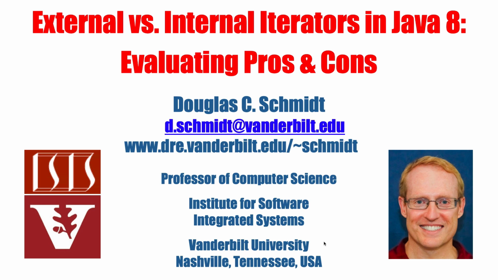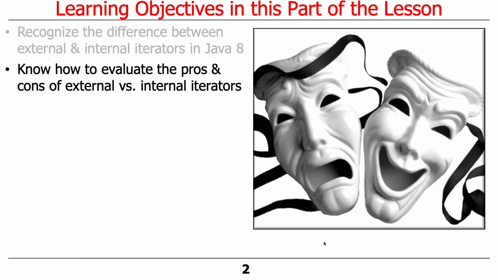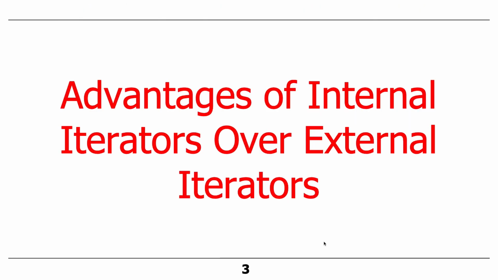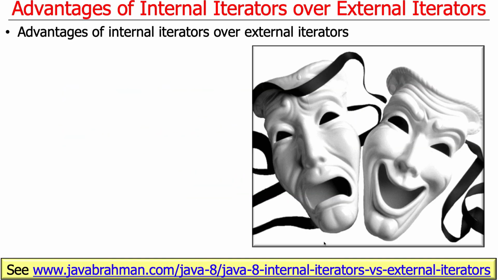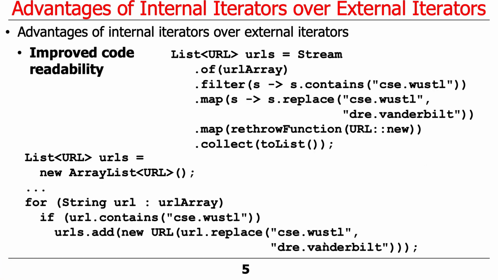So now that we've talked about internal versus external iterators, and I've shown you some examples, let's talk about the pros and cons of each approach and why you would choose one or the other. There's a bunch of reasons why internal iterators are more effective and more concise than external iterators. One is they help to improve the readability of the code.